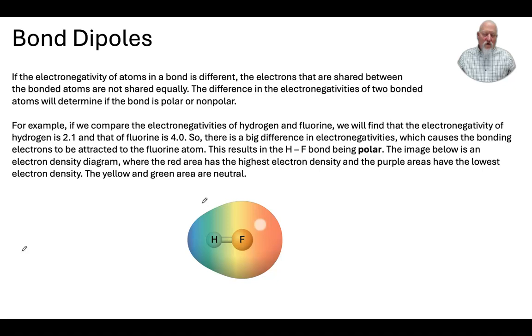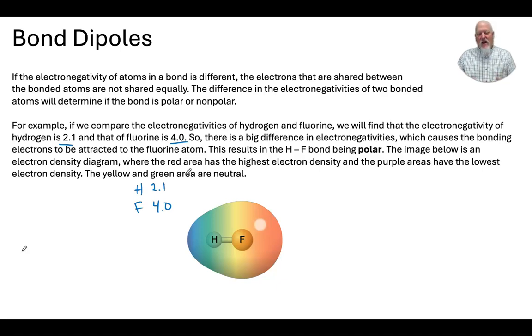Now if we move to something more like HF, and we look at the electronegativities for H and F, we see hydrogen is 2.1 and fluorine is 4.0. So hydrogen has an electronegativity of 2.1 and fluorine's electronegativity is 4.0. The difference between the two is pretty big, actually, which means that those electrons in the bond are getting pulled towards the fluorine and spend more time around the fluorine than they do the hydrogen.